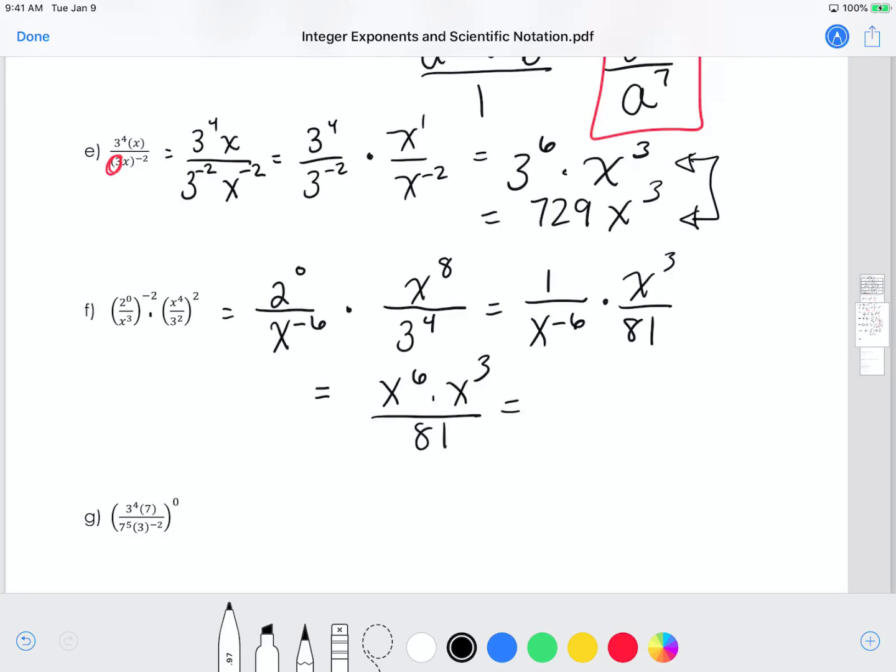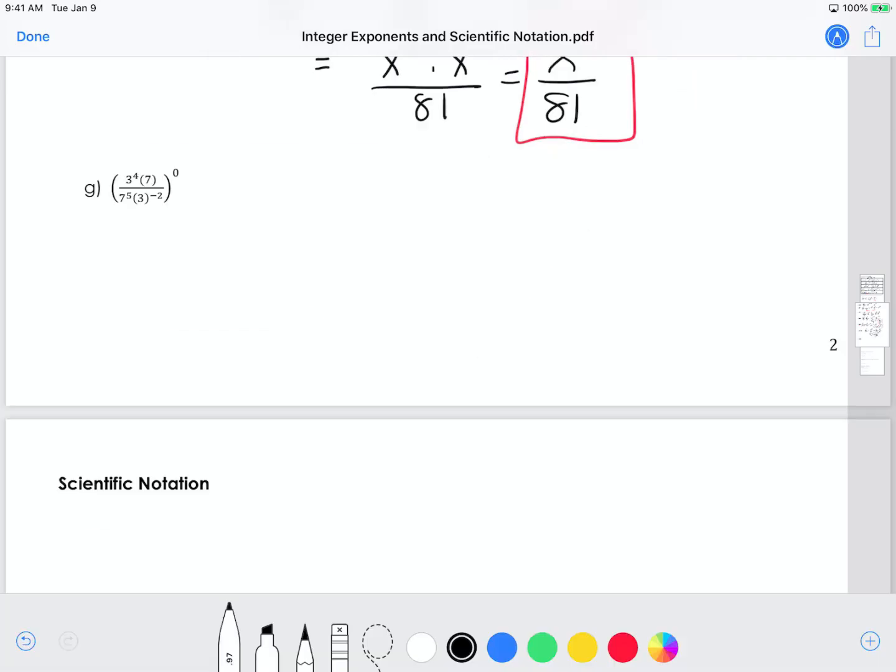And now I can combine those two x's by multiplying and using the product rule. Because my bases are the same, I can add my exponents. So I have 6 plus 3, which is 9. And so this will be my final answer. Okay, now if you notice, I put this one in here to remind you that anything to the 0 power is 1 as long as the base isn't 0. So if you look, this whole thing is not equal to 0. So when I raise that whole mess to 0, I just get 1.